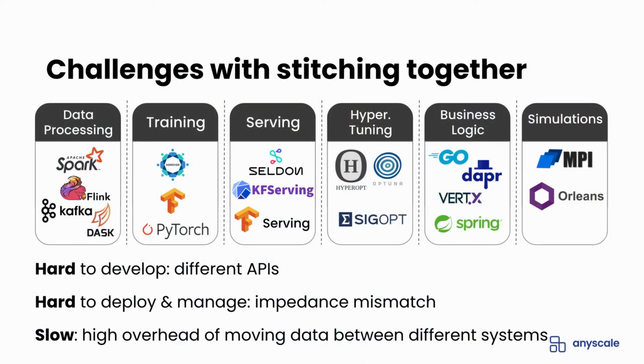The second approach is to stitch together a bunch of disparate frameworks. Unfortunately, such solutions are hard to develop since each of these systems comes with its own API. They are hard to deploy and manage as each system has its own deployment process and its particular way to handle failures. And finally, they are slow, as in most cases, it is expensive to move the data between different systems, and each system stores the data in its own format.